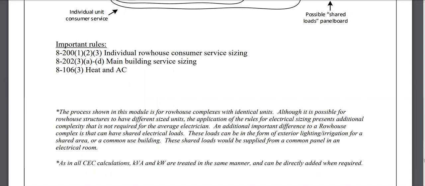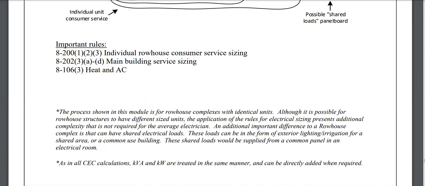Now, within this presentation, I'm going to show row house complexes with identical units. And although it's possible for row house structures to have different sized units, the application of the rules for electrical sizing presents additional complexity that's not really required for the average electrician in this calculation.